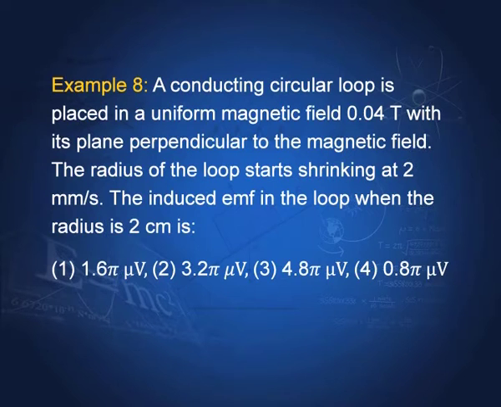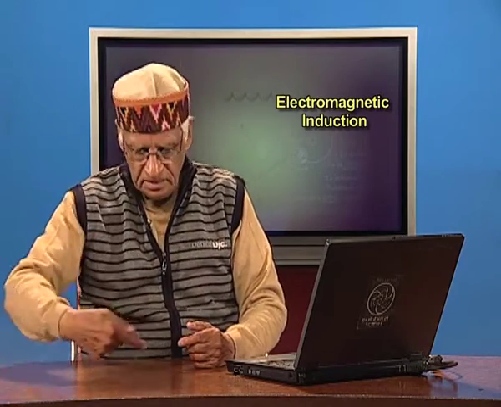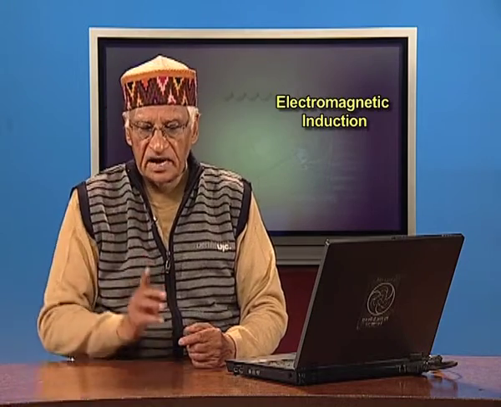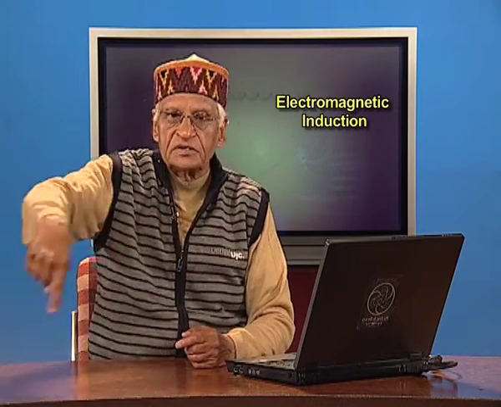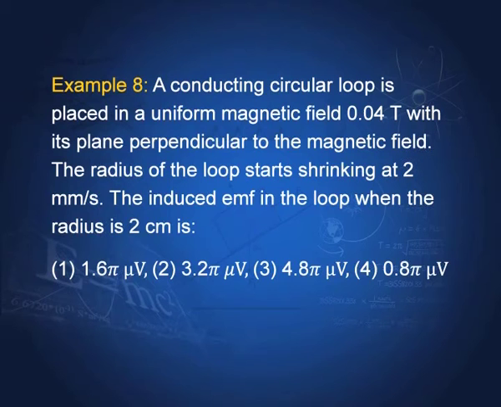Example 8. A conducting circular loop is placed in a uniform magnetic field of strength 0.04 Tesla with its plane perpendicular to the magnetic field. So, if the magnetic field is like this, then the loop is like this, perpendicular to the magnetic field. The radius of the loop starts shrinking at the rate of 2 millimeters per second.